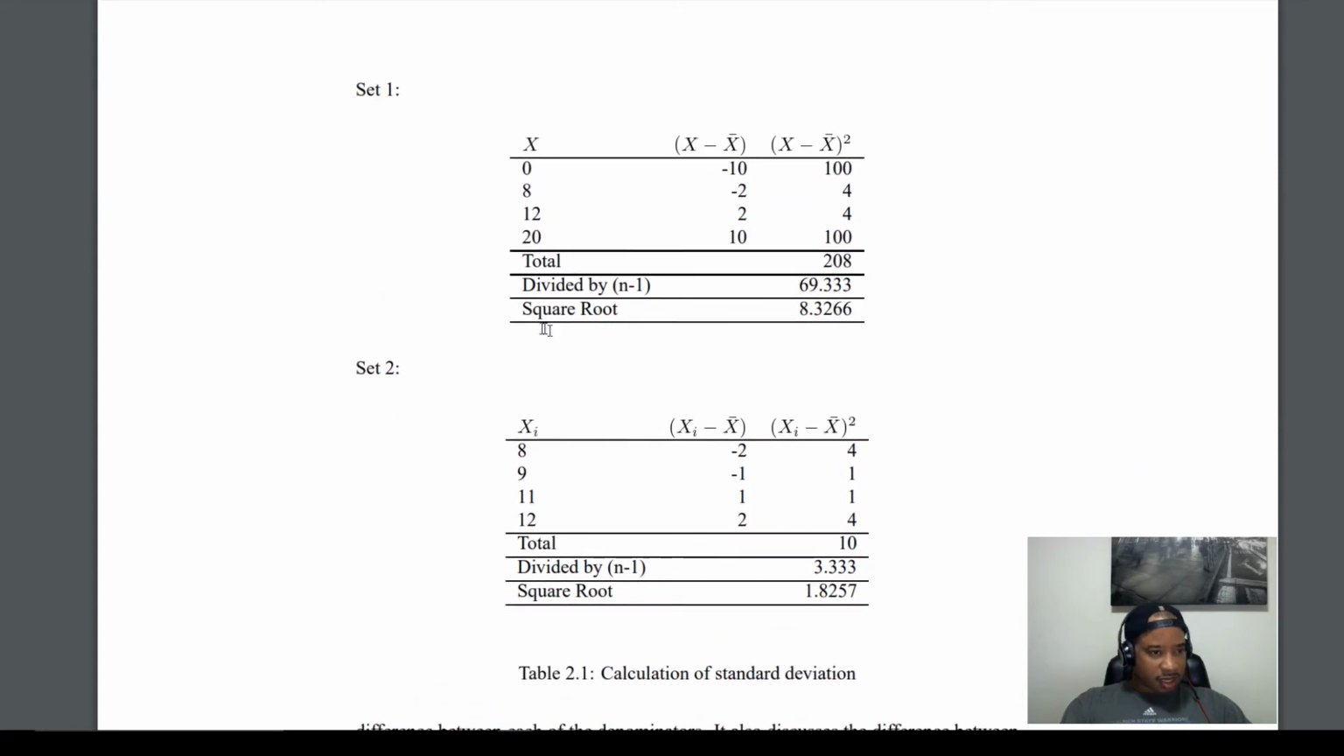So we have two sets. We have one set, 0, 8, 12, 20, and the other set, 8, 9, 11, 12. They both have the same mean. So it's x minus the mean. The mean is 10, so we're going to take 8 minus 10 is negative 2, 9 minus 10, 11 minus 10, 12 minus 10. Square them, and now they're all positive. Add them up, divide by 4, and now take the square root of that, 3.333, which is 1.8257. Okay? So the standard deviation of set 2 is 1.82, and the standard deviation of set 1 is 8.32.